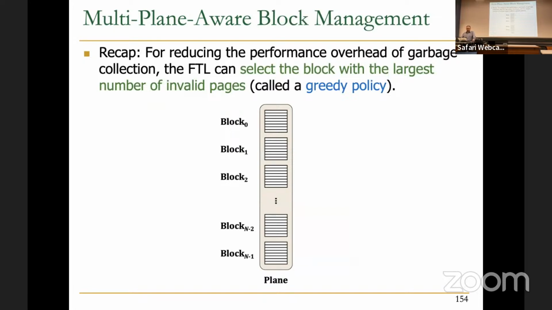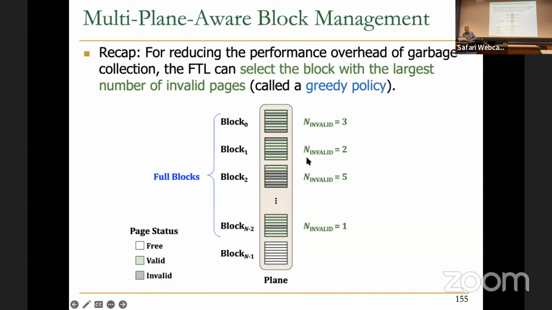But let's see what would happen if we, for example, do garbage collection first oblivious of this multi-plane operation, and then aware of it. This is what we already know, right? For reducing the performance overhead of garbage collection, we want to have this greedy policy, and we select the blocks with the largest number of invalid pages. This is the plane, and after some time, we know these are the number of invalid pages that we have per block. So we know this block has a higher number of invalid pages, so we consider it as a victim selection.